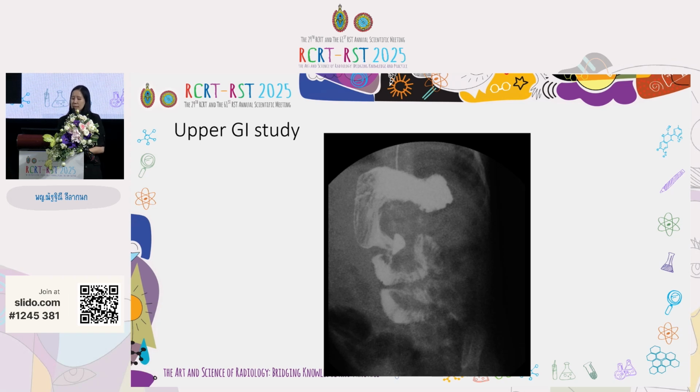On the upper GI study, the greater curvature of the stomach was found above the lesser curvature of the stomach. It is in reverse position, showing a twist along the stomach's long axis, which suggests organoaxial gastric volvulus.